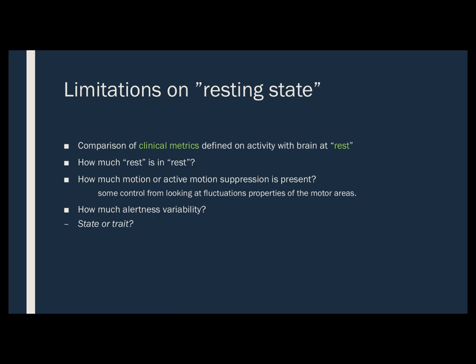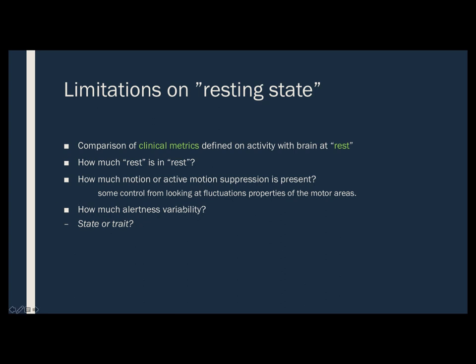In terms of how much motion or active motion suppression there is, that is hard to measure. What we usually do is try to measure some properties of the fluctuations or the signals in the motor cortex, besides looking at the motion parameters, but we try to compare the properties of the motor areas and see whether they're equivalent.